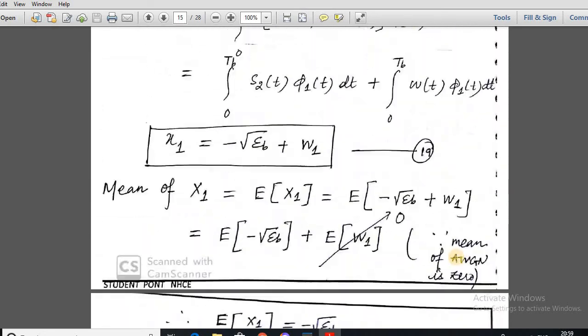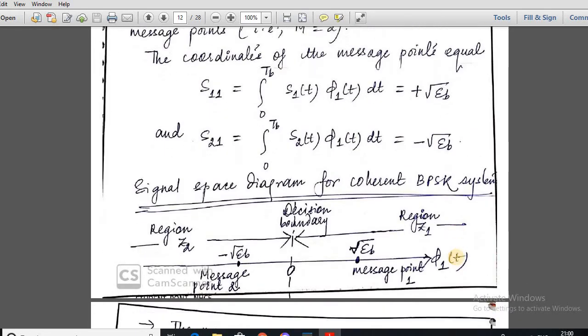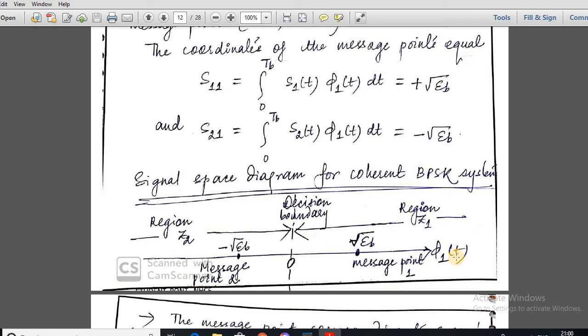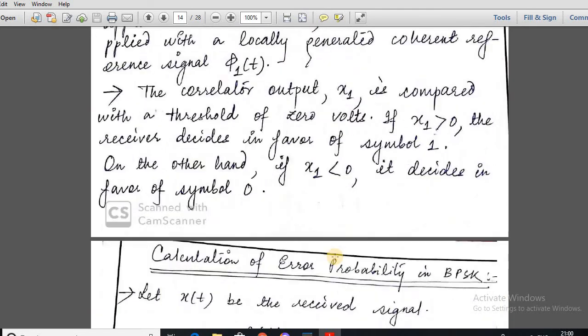So what is the probability of error? I look at the signal space diagram. That's the conditional probability expression we wrote now. Now when will the error happen? If I am transmitting 0, the received signal should lie in which region? In region Z2, right? But if, due to the interference of noise, the received signal point lies in region Z1, the decision will be taken in favor of message point 1, which is a wrong decision. And the region Z1, you can see here, extends from 0 to what? 0 to infinity, right?